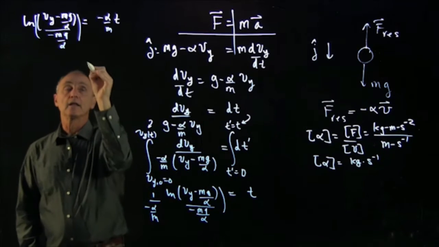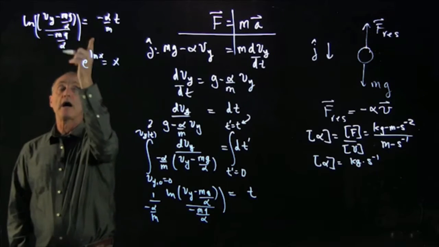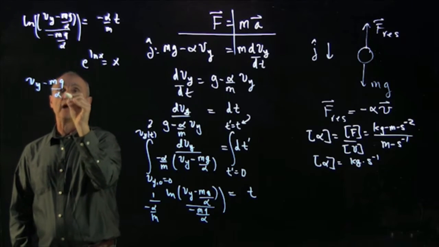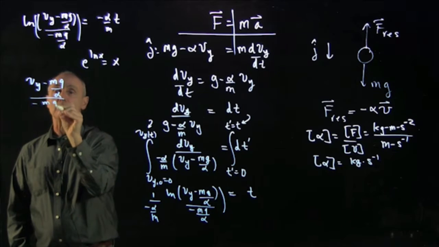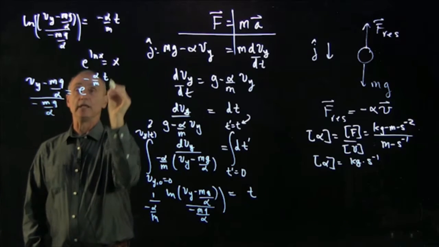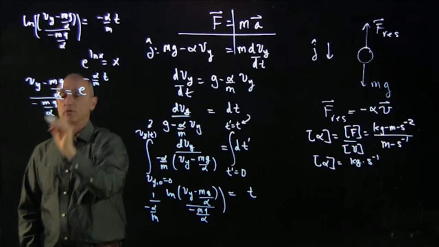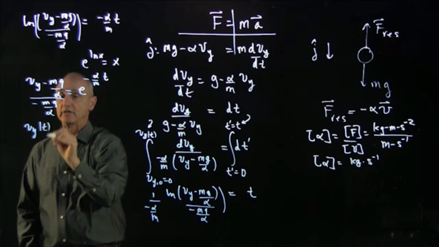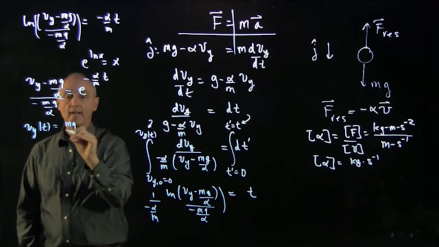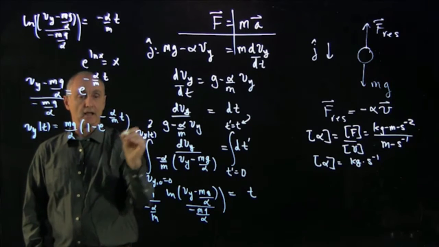Now recall that e to the log of any quantity x is equal to x. So if I exponentiate both sides, I get (vy minus mg over alpha) divided by (minus mg over alpha) is equal to the exponential e to the minus alpha over m t. Now the last step is simply to bring this over to there, multiply, and do a little bit of algebra. And so I get that the velocity as a function of time is equal to mg over alpha times 1 minus e to the minus alpha over m t.